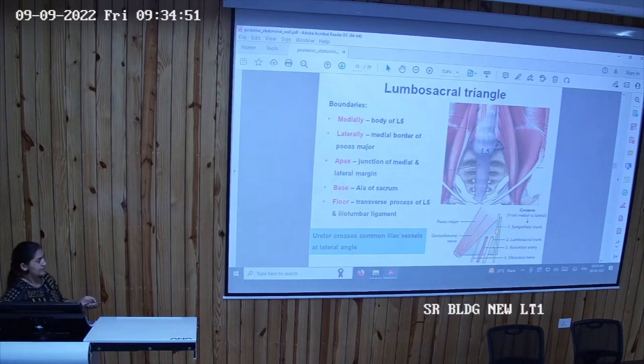Now if you see the contents of this triangle, we start from medial to lateral. So first is, they are saying it is sympathetic trunk. So all the vertebral bodies in the paravertebral region, there is a chain that is running, that is sympathetic chain. So first content on the medial side would be the sympathetic trunk. Lateral to it another nerve is present, that is lumbosacral trunk. After that there is an artery, that is iliolumbar artery, and the obturator nerve. So these are the contents of the lumbosacral triangle.